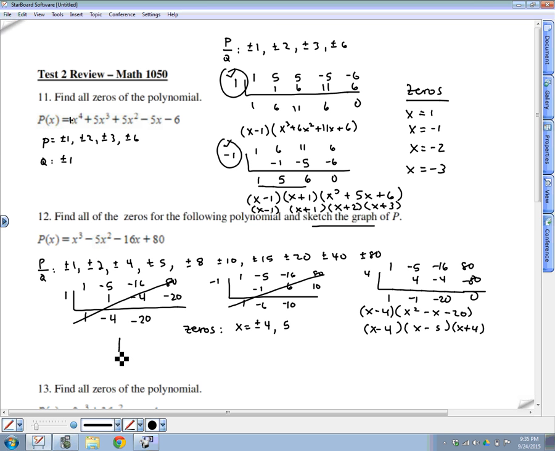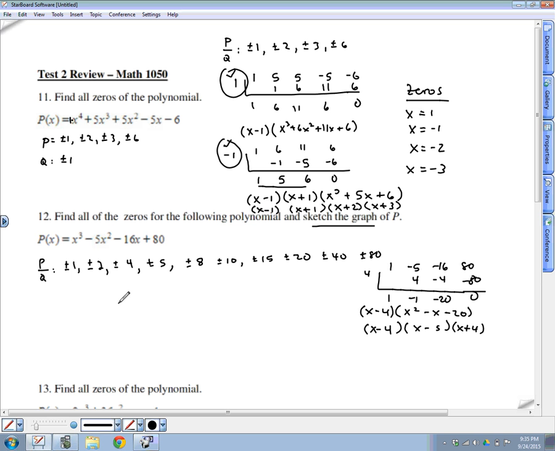Oh boy, so on a graph, let's see. Labeling these axes now, I'm going to label the x and y slightly different because we have a y-intercept of 80. So the y-intercept is 80. We have zeros of 4, -4, and 5. This is a degree 3 with a positive leading coefficient, which means the end behavior is left side is down, right side is up. All three of the factors have a multiplicity of 1.